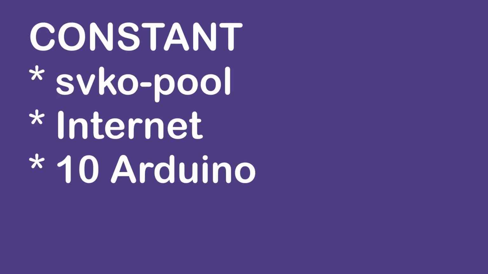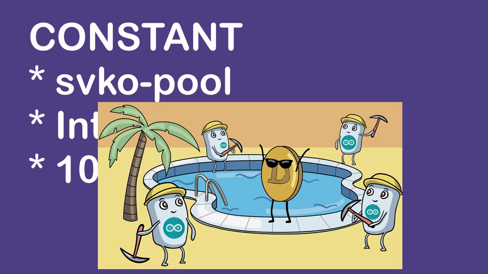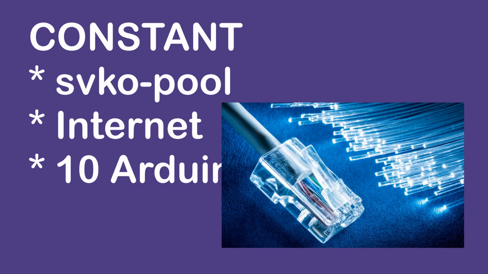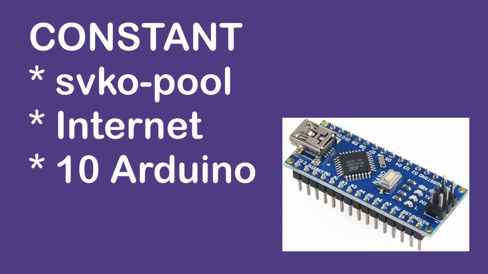Throughout the comparison, these are the constants across them. I'm using the SVKO pool, so the communication time between the host and the pool is more or less the same. The internet is on optic fiber. Raspberry Pi setup is using LAN cable and ESP is using Wi-Fi. This does give a little disadvantage for ESP, but I think the difference in latency shouldn't be too big. Then finally, I'm using the same 10 Arduinos for all three setups.